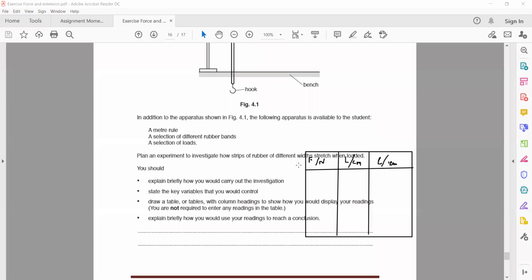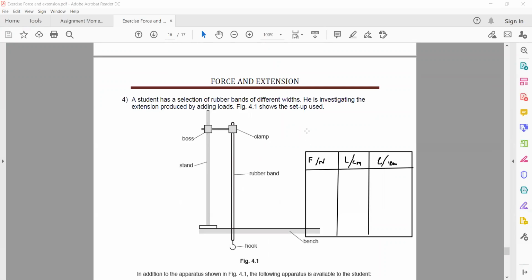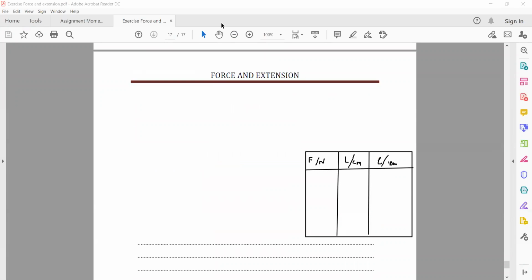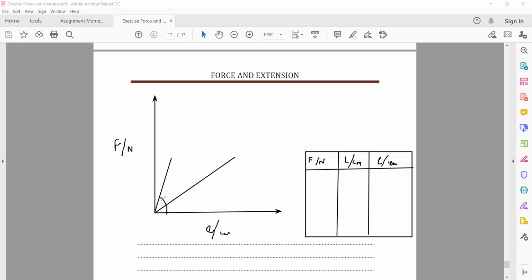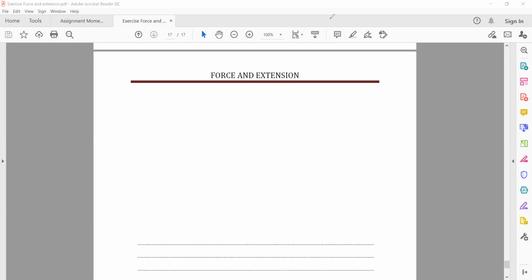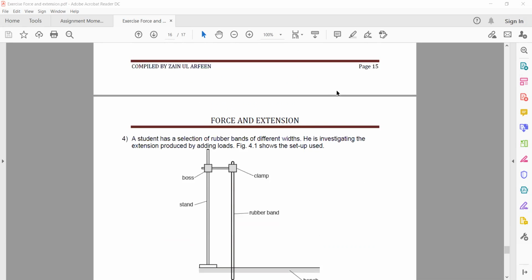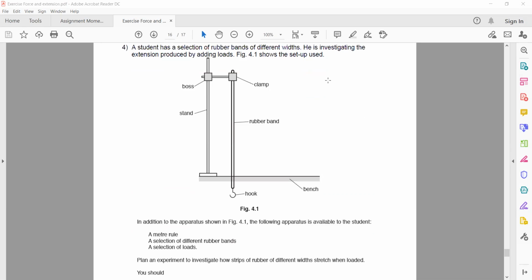Explain how you would use your result to reach the conclusion. You can plot a graph between force on the y-axis and extension on the x-axis, and the rubber band which shows a steeper slope is difficult to stretch, and the rubber band which shows a smaller slope or smaller gradient is easy to stretch. So you can identify by using the slopes. Is it clear, the discussion? Planning an experiment to investigate how we can relate force with extension and identify which one is easy to stretch and which one is difficult to stretch.